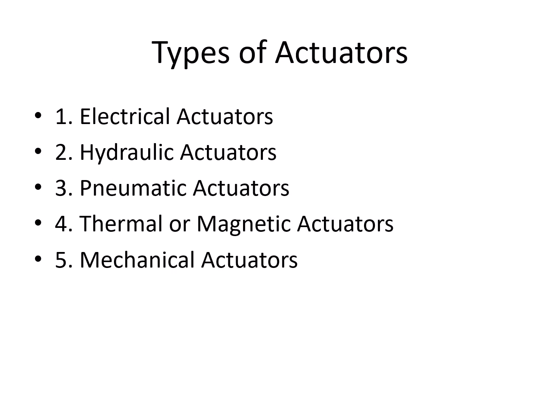Types of actuators. There are many types, but I have just given 5: electrical, hydraulic, pneumatic, thermal or magnetic, and mechanical. Let's understand each one in detail.